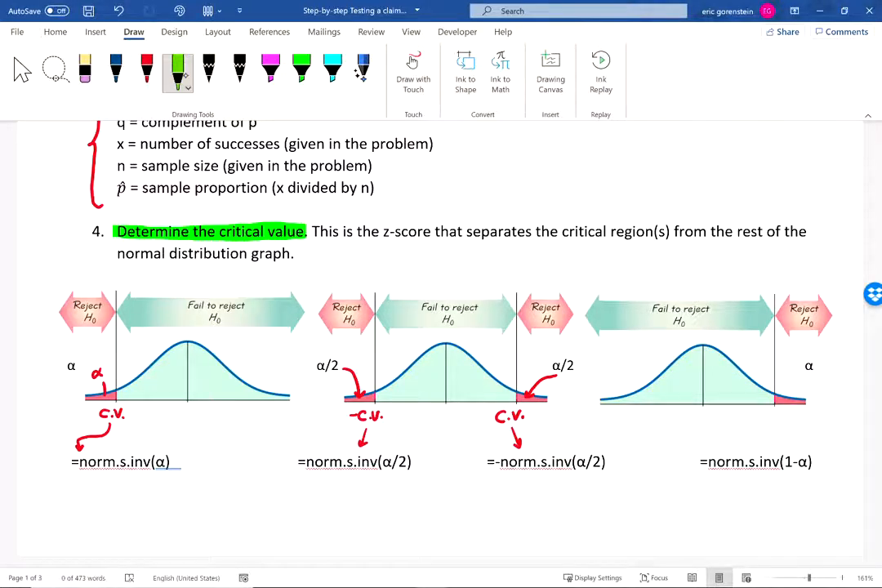And if it's a right-tailed test, remember, Excel only works with area to the left. So if this area to the right here is given by alpha, well, this green area will be 1 minus alpha. So if alpha is 0.1, the area to the left would be 0.9. And that's why in this Excel function down here, we have a 1 minus alpha. So this critical value here, norm.s.inv, and then in parentheses 1 minus alpha.